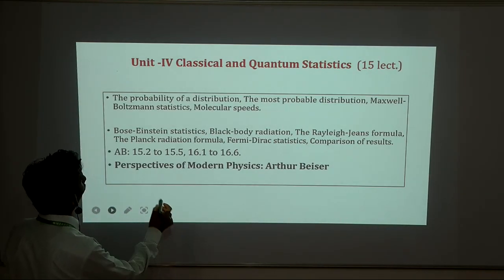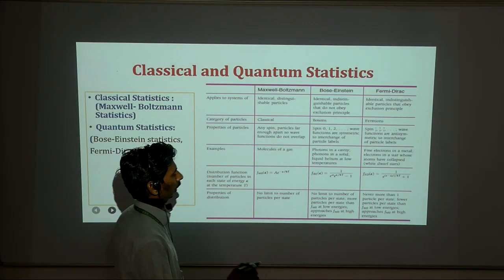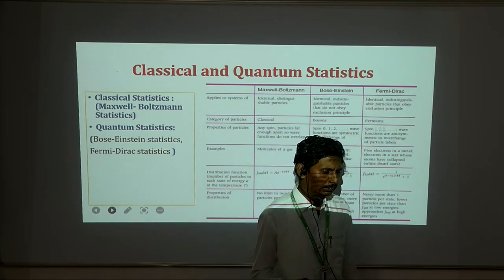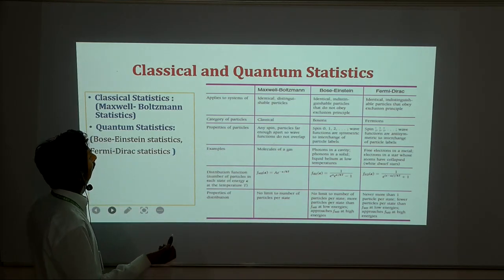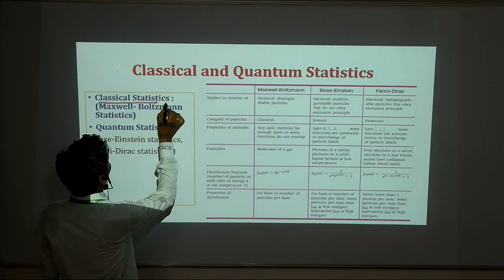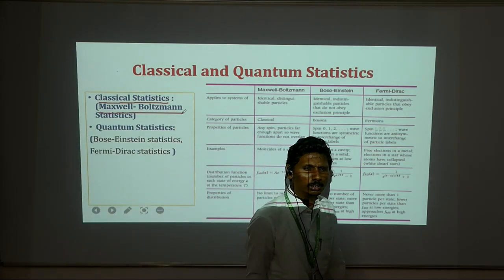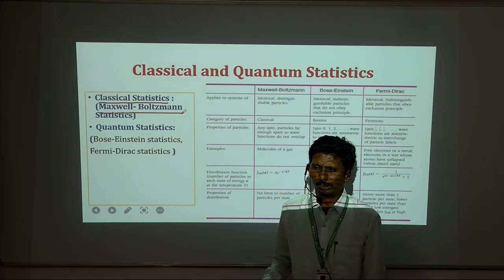This is our syllabus of the topic, and this is a very important table regarding the difference between classical and quantum statistics. First of all, I mention here classical statistics. Classical statistics is also known as Maxwell-Boltzmann statistics. Remember that these are the names of the scientists, Maxwell and Boltzmann.